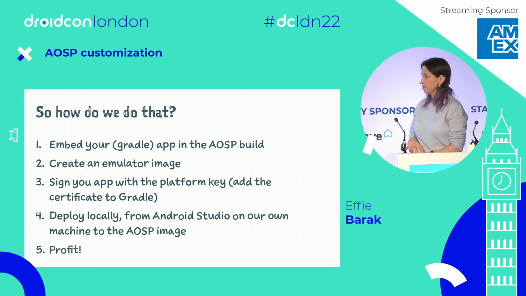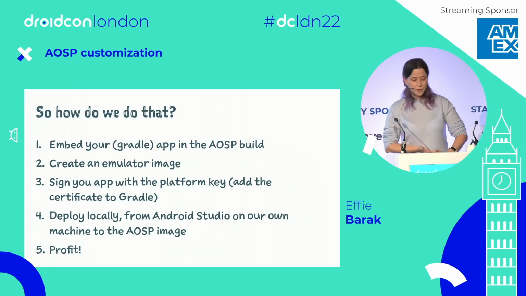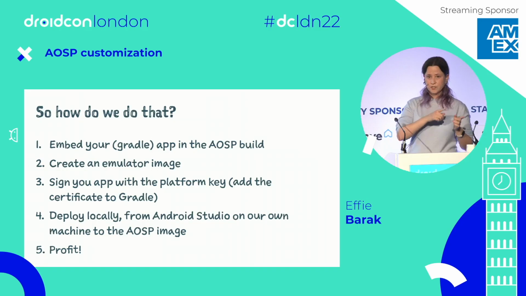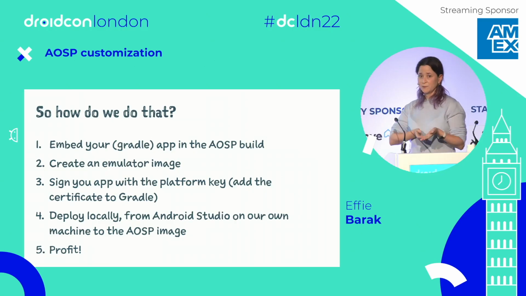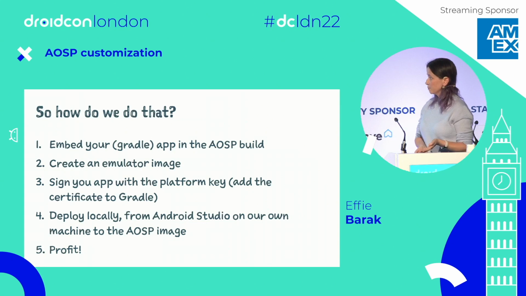And there are a lot of advantages to this. One of them is that, like I said, you don't have to build AOSP every time. You're just changing one APK, and you just deploy it over and over again. And eventually, you can take this APK, once a day, once a week, once every release, and put it back into your AOSP build.